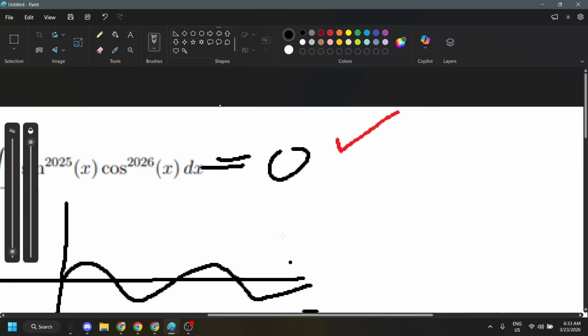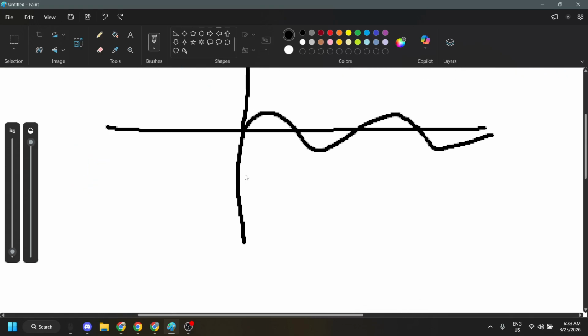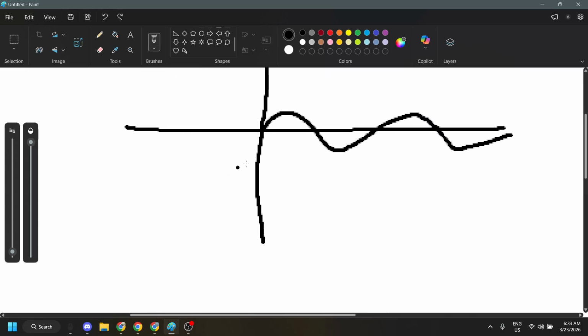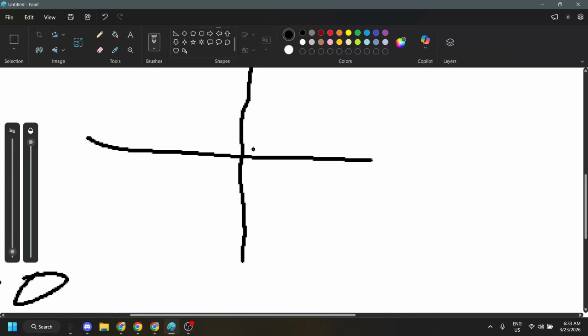First off, we know that sine to the 2025 in and of itself is odd. Why do we know this? Because first, we know the base, sine, is odd. This is what sine looks like. This is a flipped over y, flipped over x version of this. So if we were to take it from here to here, the area should be 0. To the 2025, that doesn't change anything. If it were to the 2026, that would, because then that'd take the absolute value.